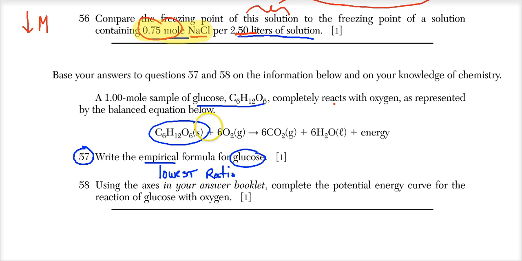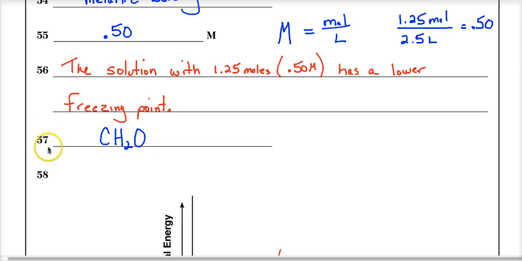So telling me glucose is this. The lowest ratio, it's a 6 to 12 to 6. If I reduce by 6 all the way through, I get CH2O. And it's just that simple. I'm looking for the lowest whole number ratio. The factor that 6, 12, and 6 can all be divided by is 6. So they still get whole numbers, a 1 to 2 to 1 ratio. Number 57, let's put that down on our answer booklet. A relatively easy question, the lowest ratio.